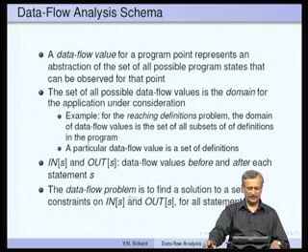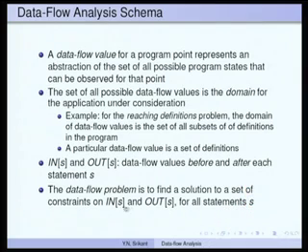If we are looking at basic blocks, this becomes IN[B] and OUT[B]. So, IN[B] is the data flow value before the basic block is entered, and OUT[B] is the data flow value just after the basic block is completed. The data flow problem itself is to find a solution to a set of constraints on IN[S] and OUT[S] for all the statements S. For us it may become the basic block, so we will be looking at constraints on IN[B] and OUT[B].